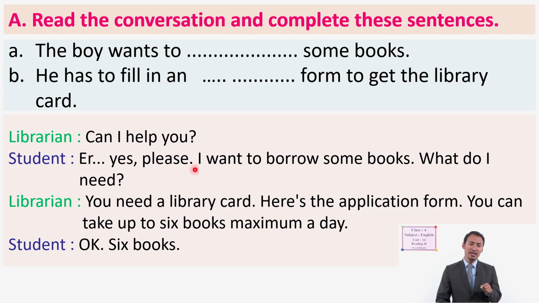Okay, the boy, look at here, want to borrow some book. What does she want? To borrow some book. So you have to write here, borrow some book. And sentence B, he has to fill in a form to get the library card. Okay, what form are here? Look at the form. Yes, we can see here application form. So we have application form as your answer for sentence B.